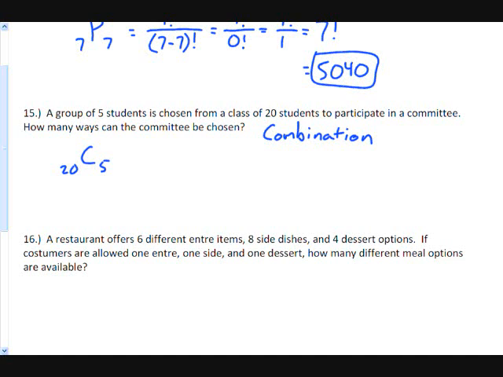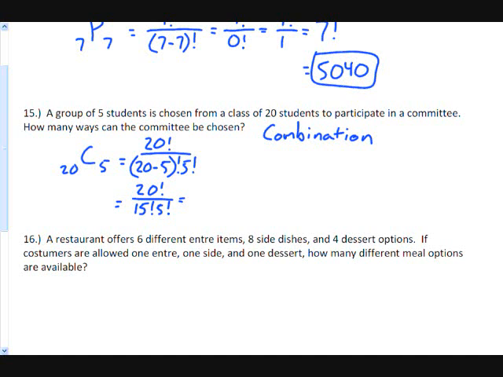And again, the larger number should always be first. It's always the total number of students and then how many we're picking. Right, total number of objects, how many we're choosing. So it's going to be 20 factorial over 20 minus 5 factorial, 5 factorial. And now I'm going to simplify this: 20 factorial over 15 factorial, 5 factorial.